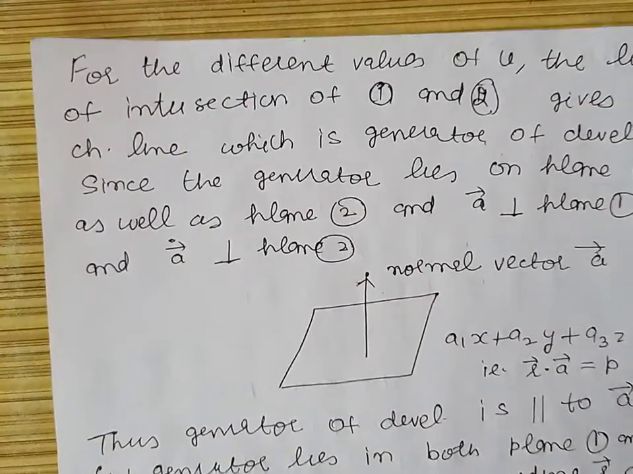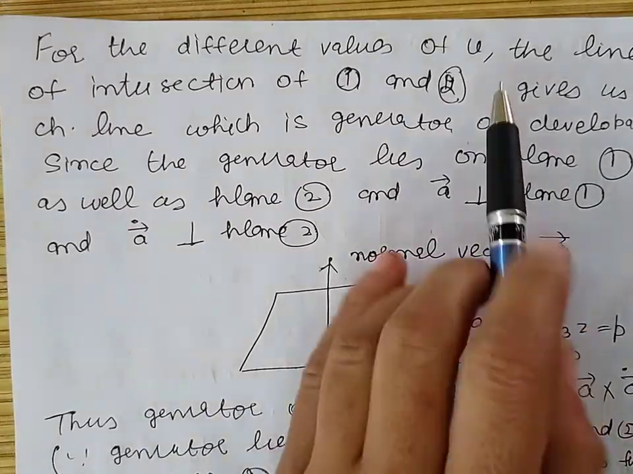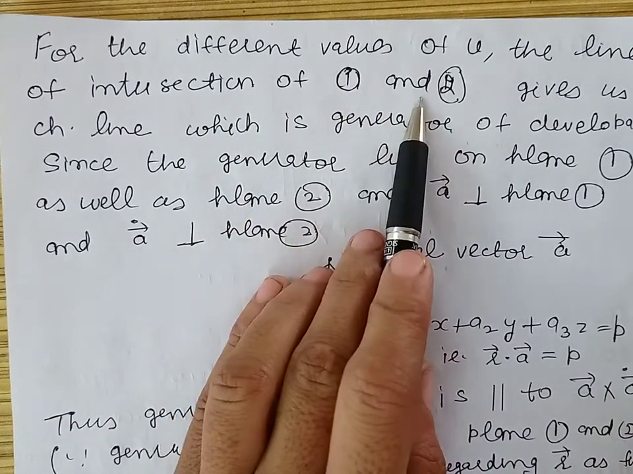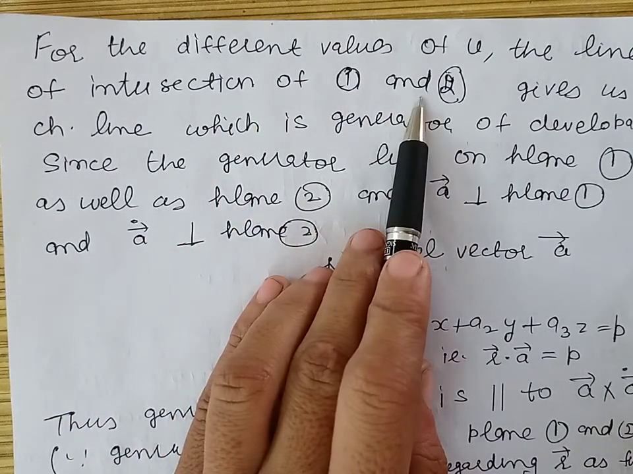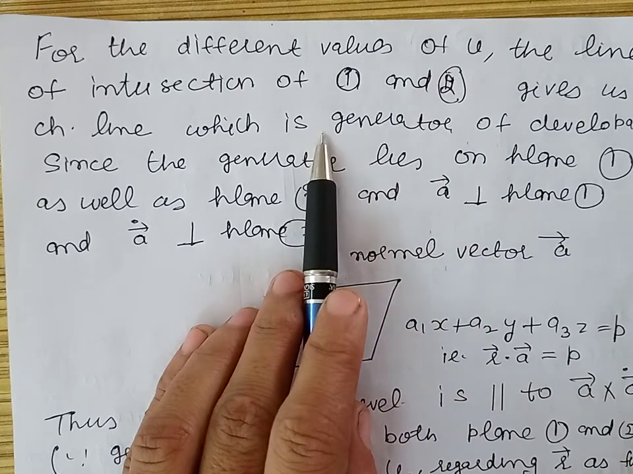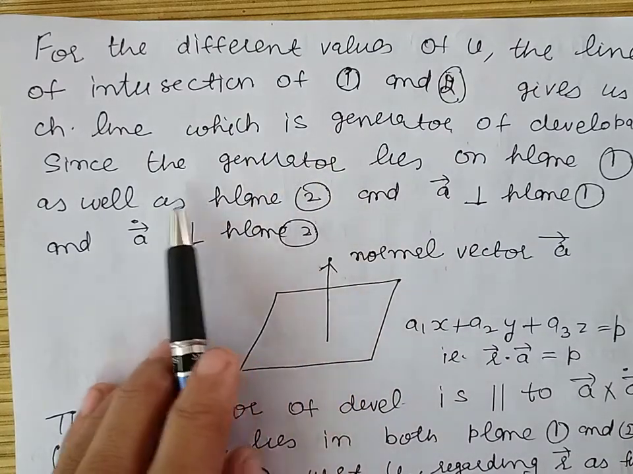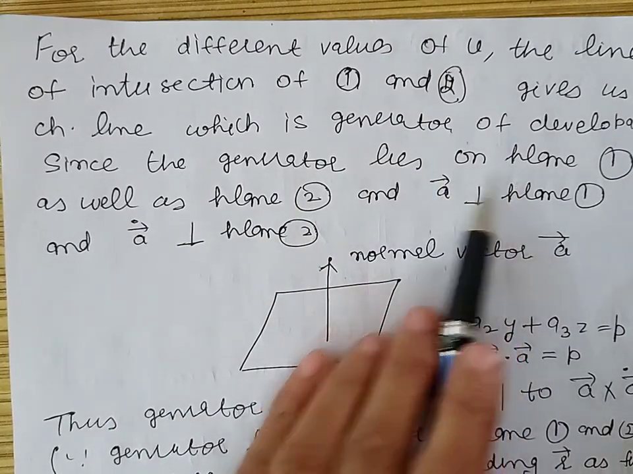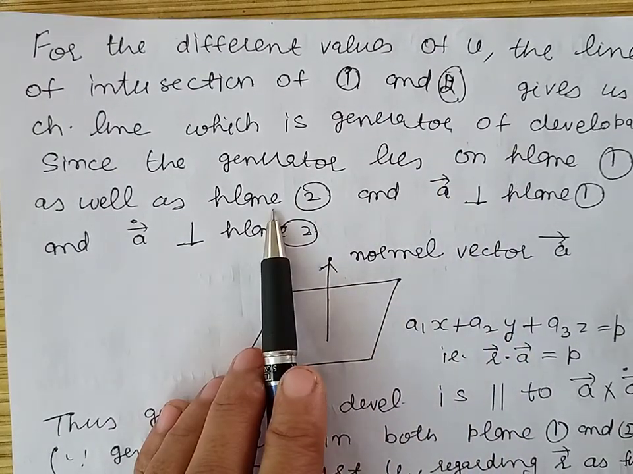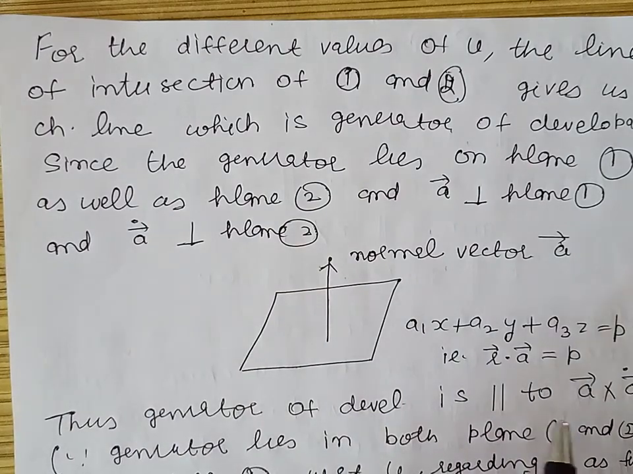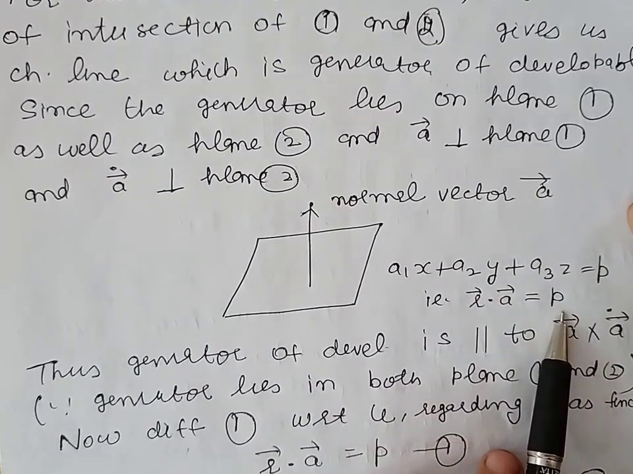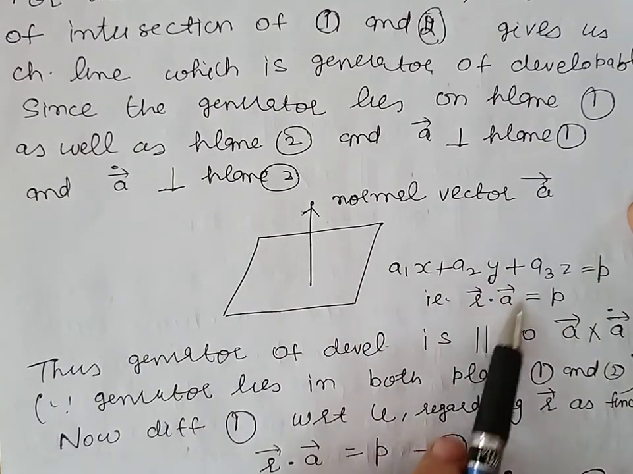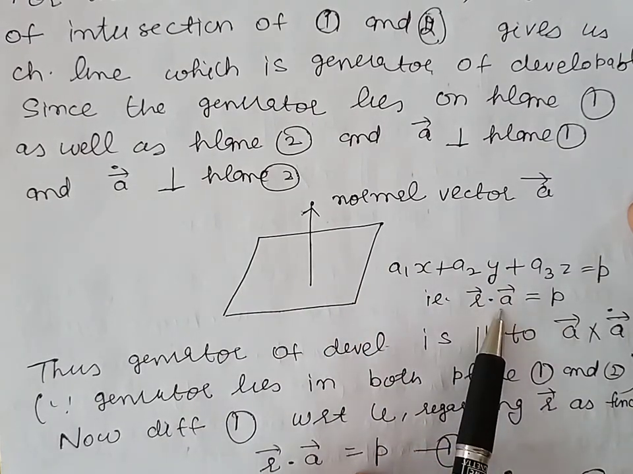Now for the different values of u, the line of intersection of planes 1 and 2 gives us the generator of the developable surface. Now since the generator lies on plane 1 as well as plane 2, and plane 1 is the plane r · a = p, we know that in the equation of a plane, this vector a is the normal to the surface.